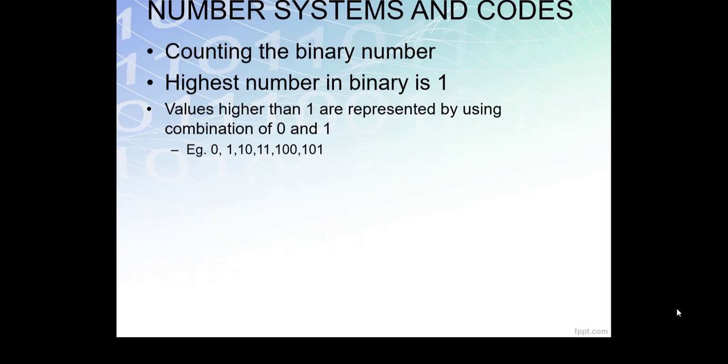ஓகேயா? 1, 10, 11, 100, 101 என்று படிக்கக்கூடாது. எப்படி pronounce பண்ணணும்? Within binary we have to read like this: 0 1 1 0 1 1 1 0 0 1 0 1. Okay.